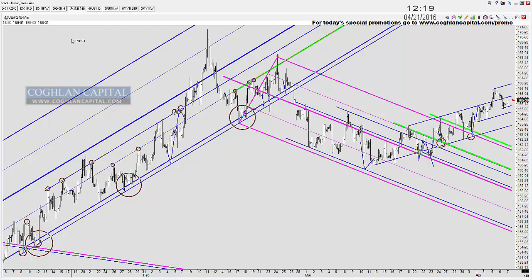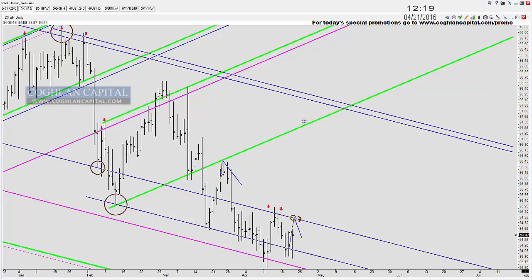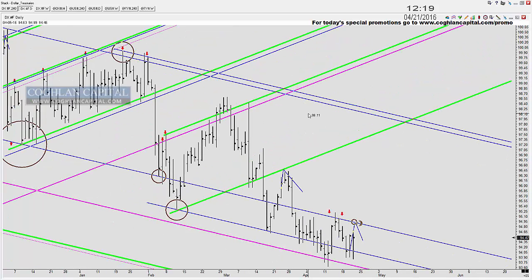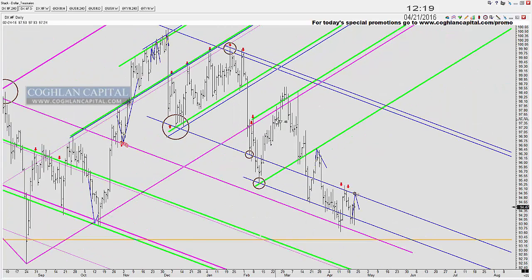So let's look at the dollar. The dollar has worked phenomenally well lately. Let's look at the dollar on a daily chart. So here's the dollar index.